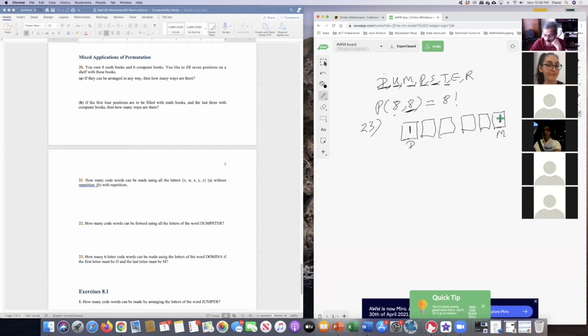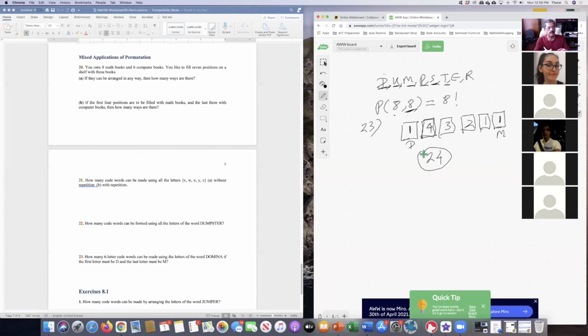Can somebody tell me what is the number of ways to do the second box? 4. 4 is correct, because D and M are gone. We cannot use them. Only 4 letters are left. 4, and for the next one? 3. 3, 2, and 1. That's it. So it's factorial 4, also same as 24. 24 ways are there. That's the answer.